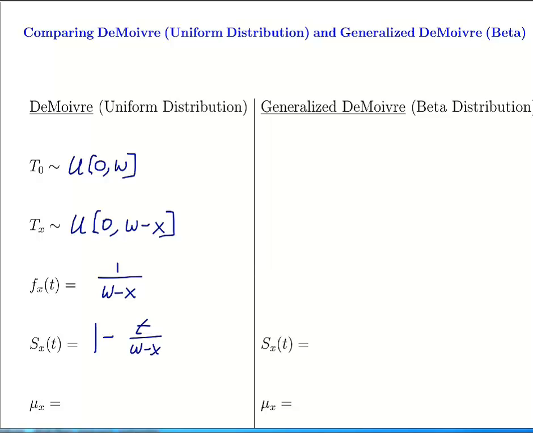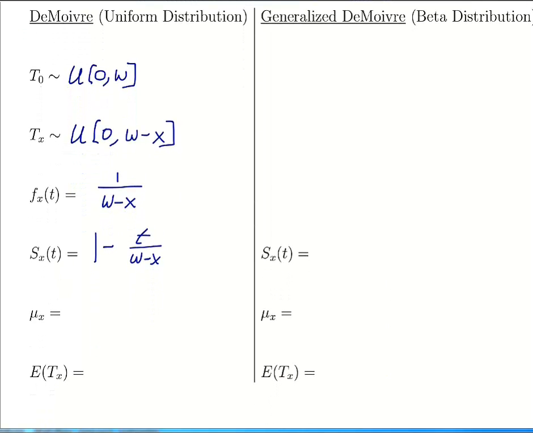And we derived a formula for the force of mortality. That is also 1 over omega minus X. And then we know that the expected value of a uniform is just the midpoint of the interval, so this is just going to be omega minus X over 2. Okay.